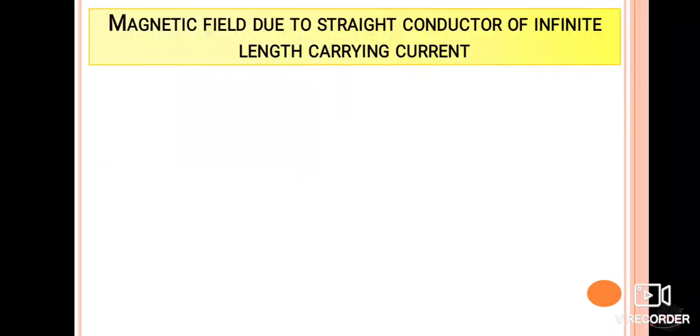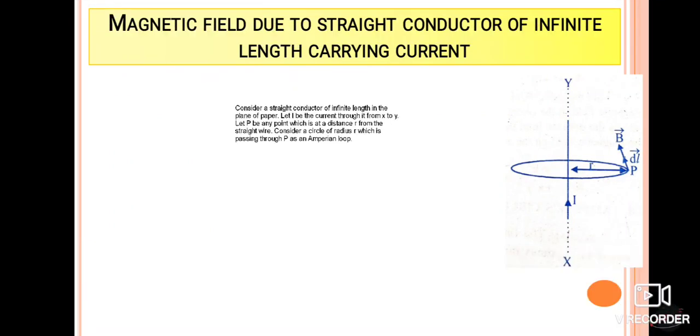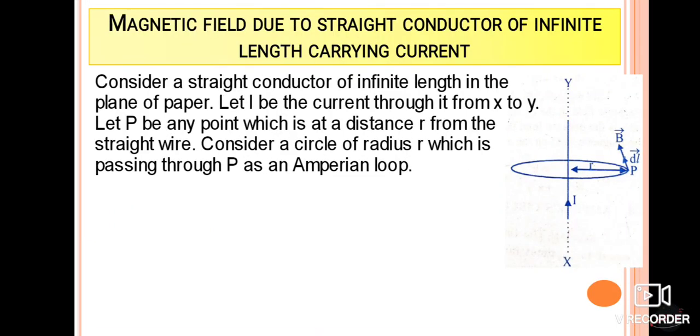Next, we will discuss the magnetic field due to a straight conductor of infinite length carrying current. For that we have to consider one infinite straight conductor. Consider a straight conductor of infinite length in the plane of the paper. Let I be the current flowing through the conductor from x to y, and let P be a point at a distance r from the straight wire.